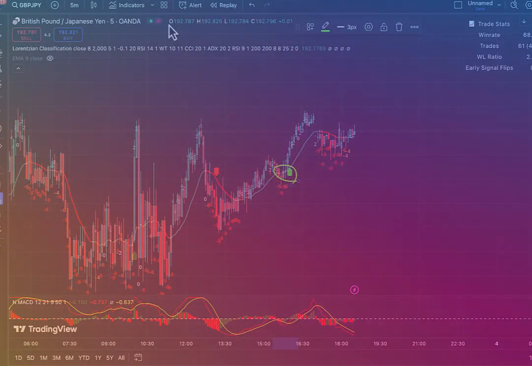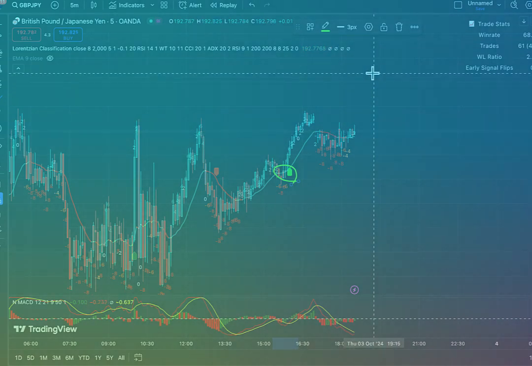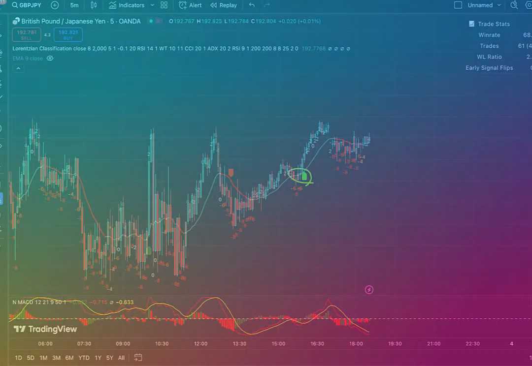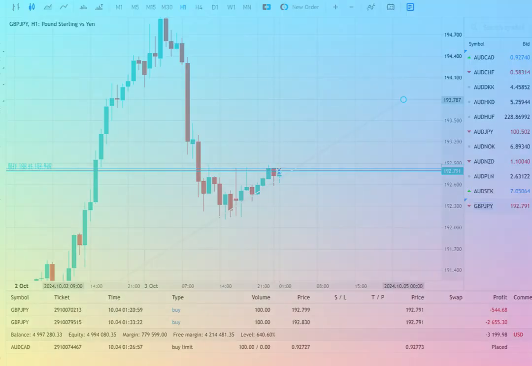We got the Lorentzian classification here. That's a very great indication. It's a machine learning indicator. So we also see that the MACD is about to cross at the 5 minute. And it's definitely kind of a risky trade. There's no doubt about it.